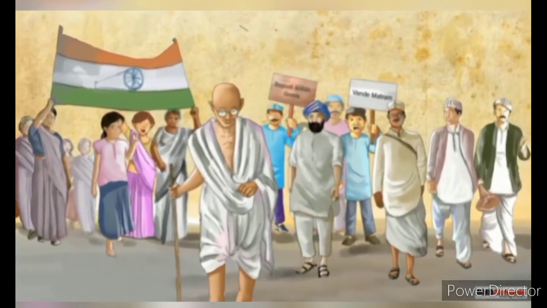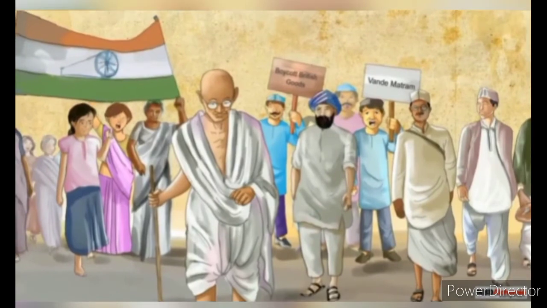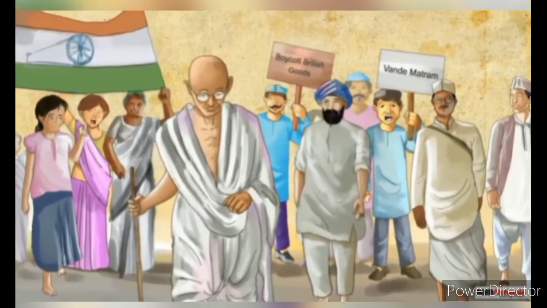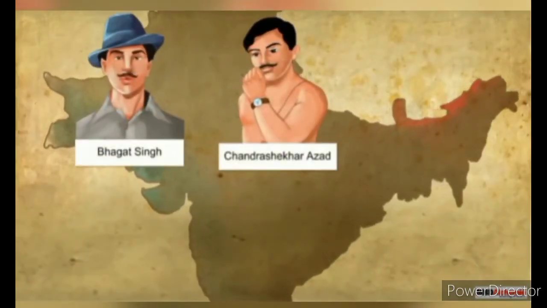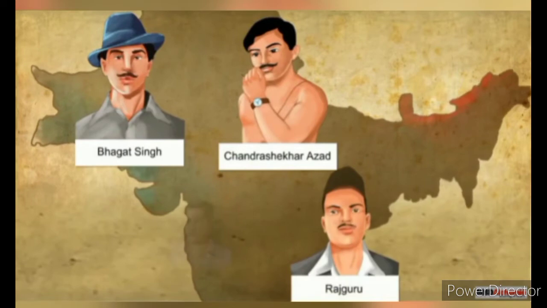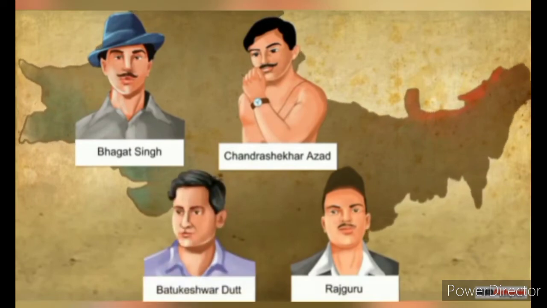Revolutionaries. Many freedom fighters believed that freedom cannot be achieved only through peaceful methods. Chandrasekhar Azad, Bhagat Singh, Rajguru, and Batukeshwar Dutt encouraged people to fight against the British by taking up arms.